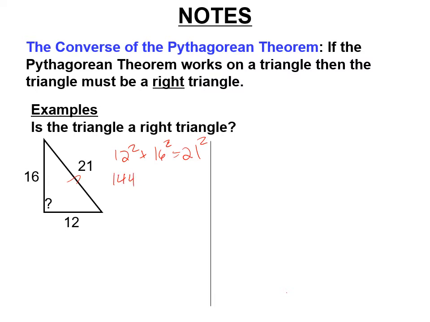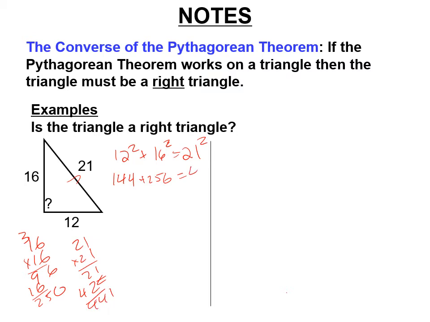12 squared is 144. 16 times 16, we haven't done that one that many times, it is 256. And 21 times 21 is 441. All right, so then you add 144 plus 256, and I'm getting 400. I'm getting 400 equals 441. All right, so that's no. Is this triangle a right triangle? No. And this can't be a right angle. None of them can be a right angle. This must be some other type of triangle, acute or obtuse.